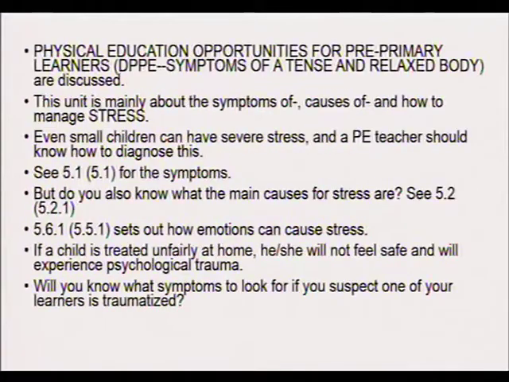Let us turn to Unit 5, physical education opportunities for pre-primary learners. In the DPPE Study Guide, the symptoms of a tense and relaxed body are discussed. This unit is mainly about the symptoms of, causes of, and how to manage stress. Even small children can have severe stress, and a physical education teacher should know how to diagnose this. See 5.1 for the symptoms. But do you also know what the main causes for stress are? See 5.2 or 5.2.1 in DPPE.